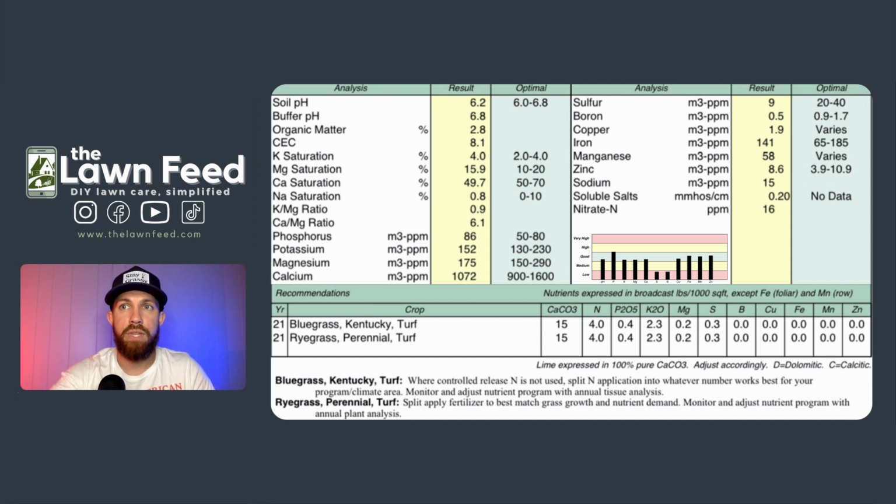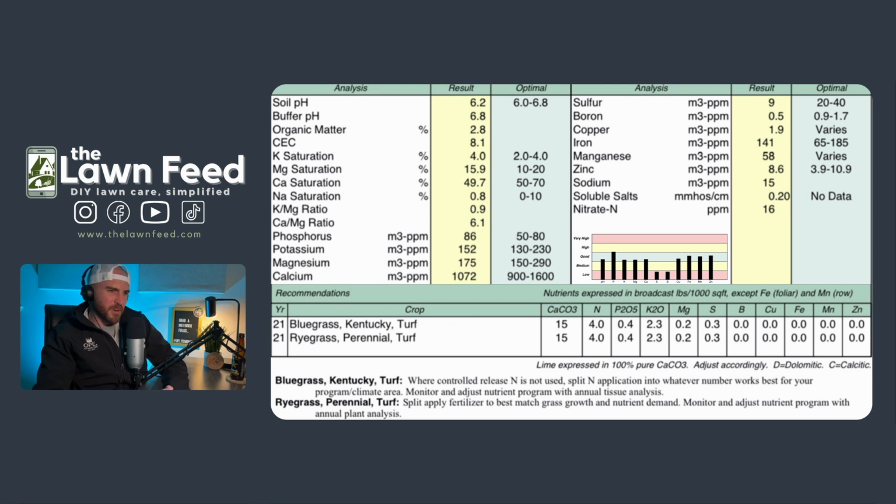Dolomitic lime. Now, the only difference between dolomitic and calcitic is that dolomitic lime includes higher levels of magnesium. So if on your soil test you're low on magnesium, go ahead and use some dolomitic lime. That way you're increasing your pH, but you're also going to increase your magnesium and correct that level in your soil test. All of your lime rates should be on your soil test. It should tell you how many pounds per thousand that you need to put down.